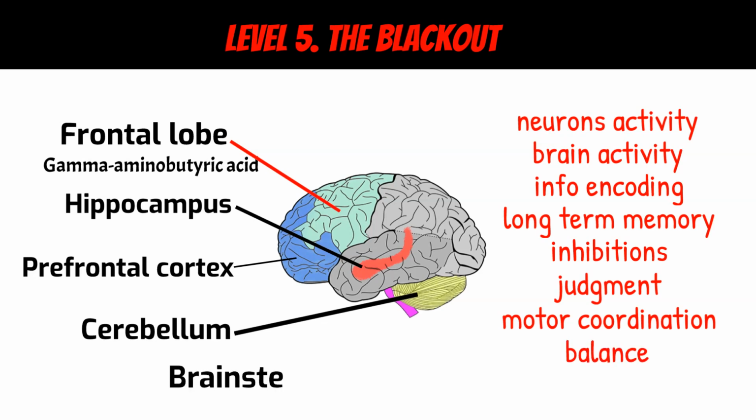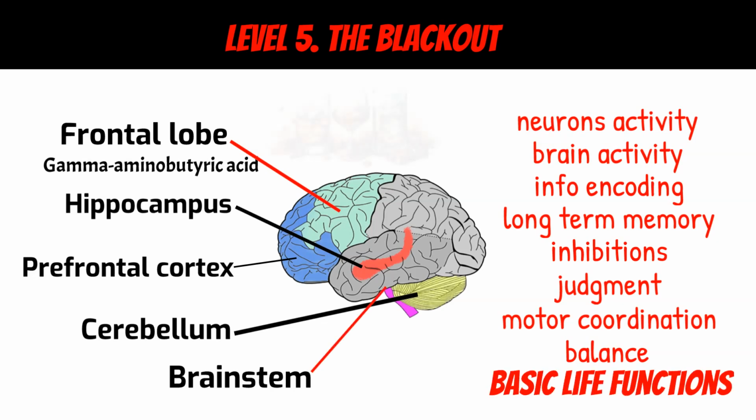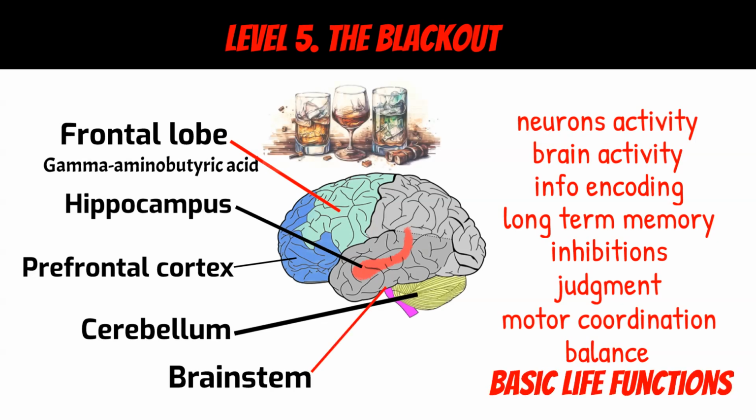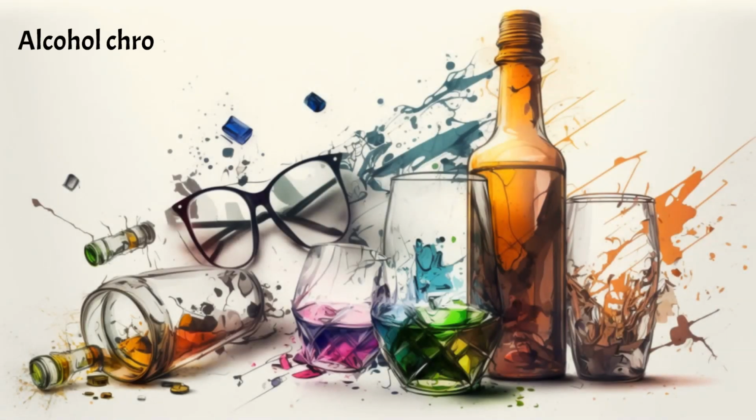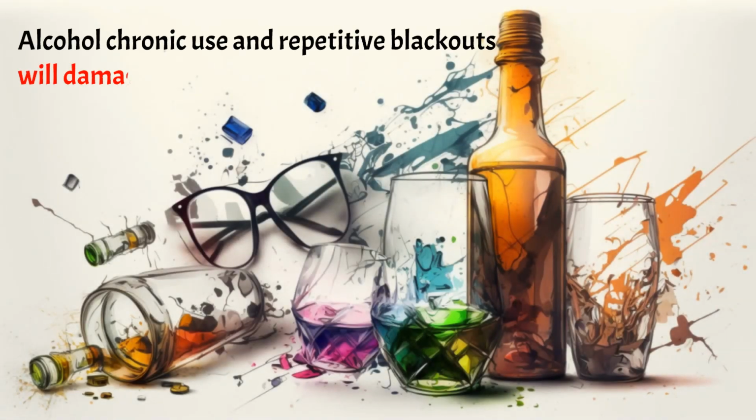The brain stem, which controls basic life functions such as breathing and heart rate, is heavily affected, which can lead to dangerous complications such as respiratory failure, coma, or even death due to the effects of alcohol on the brain stem and other vital functions. Chronic alcohol use and repetitive blackouts will damage the brain in the long term.